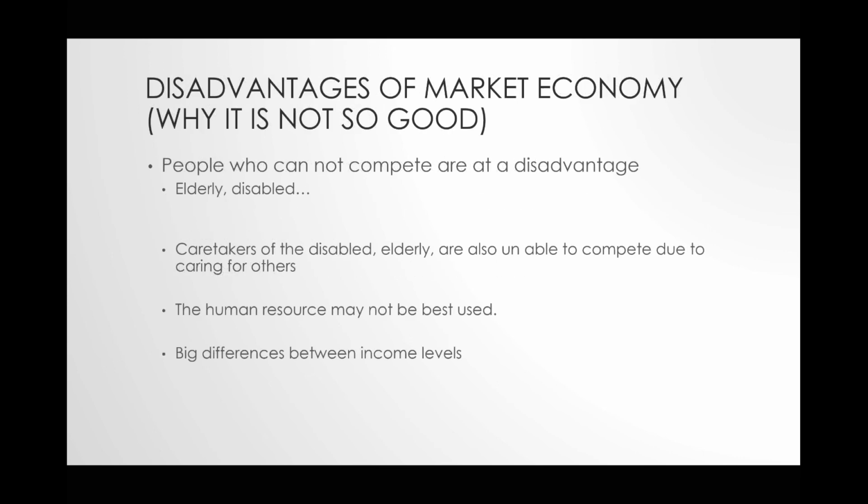It's not so good because people who are at a disadvantage in society, like the disabled or the elderly, are unable to compete at the same level as everybody else. And people who take care of the elderly and such are also disadvantaged because they can't compete, because they're taking care of their mom or their dad. And there's also a real big difference between income levels. So some people get rich, and some people don't have a lot of money. So those are the pros and cons, or advantages and disadvantages, of a market economy.